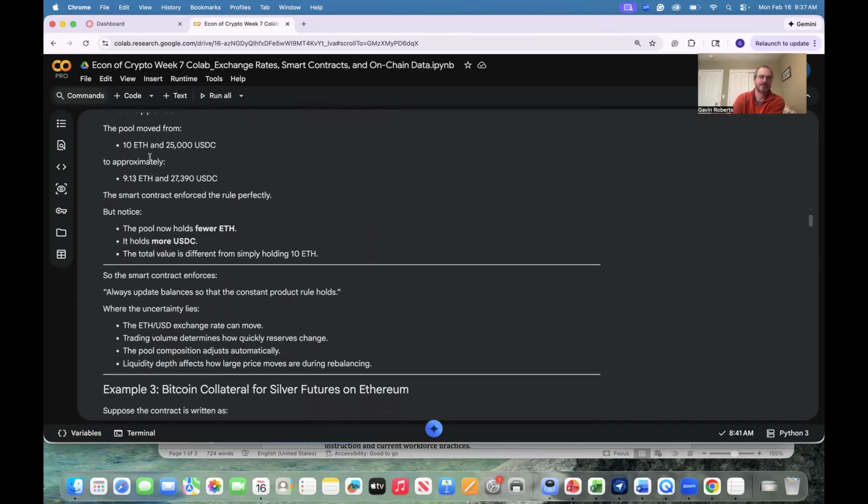So what happened? The pool moved from 10 Ether and 25,000 US dollars to 9.13 Ether and 27,390 US dollars. If Ethereum had risen more, to $5,000, then this is going to get even bigger, and if it rises to $20,000, even bigger. So the pool moves in the direction of the asset that is not going up as fast, or the asset that's going down in that case. In this case, we have Ether increasing in value. So that leads US dollars to be the relatively less valuable asset, and the pool begins to get more full of the relatively less valuable asset.